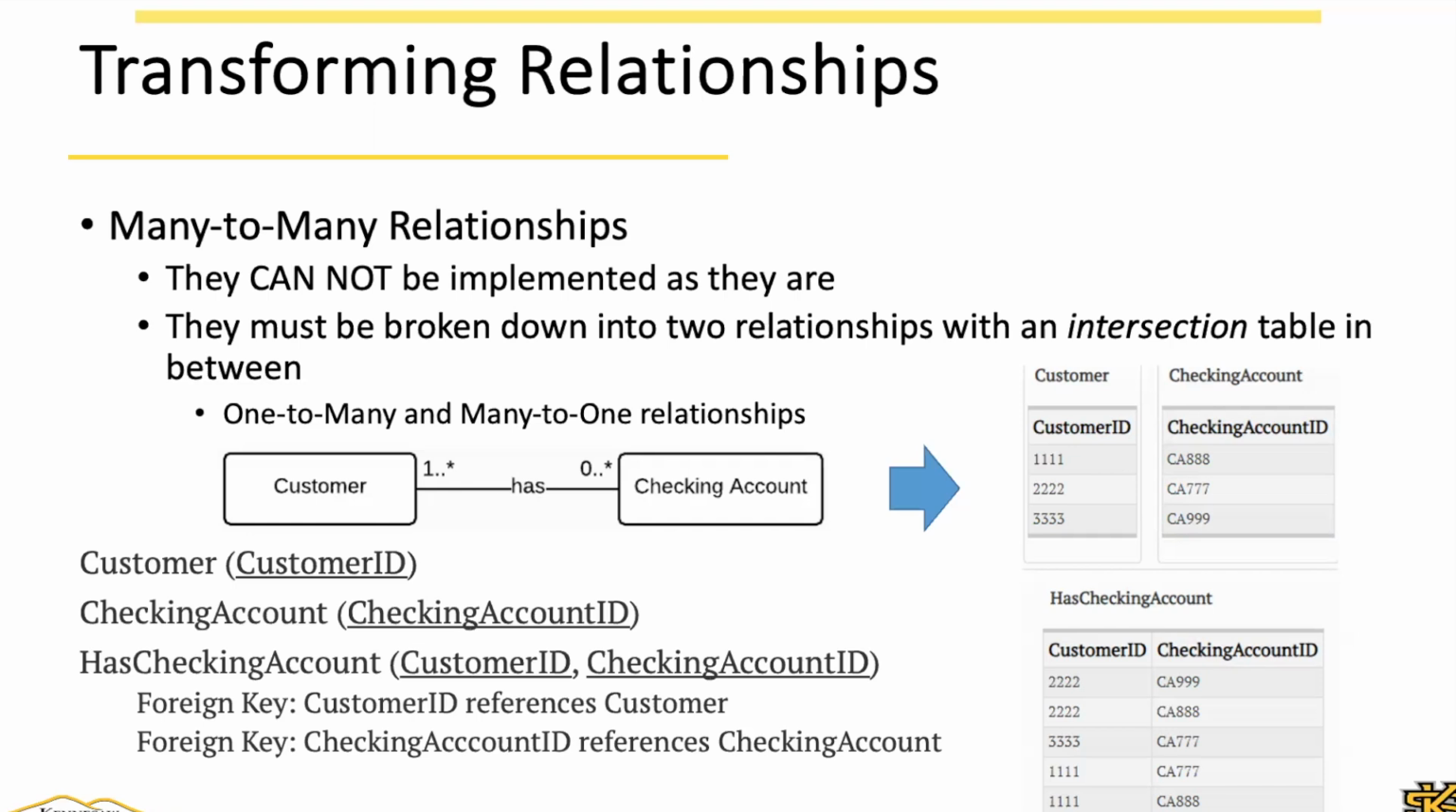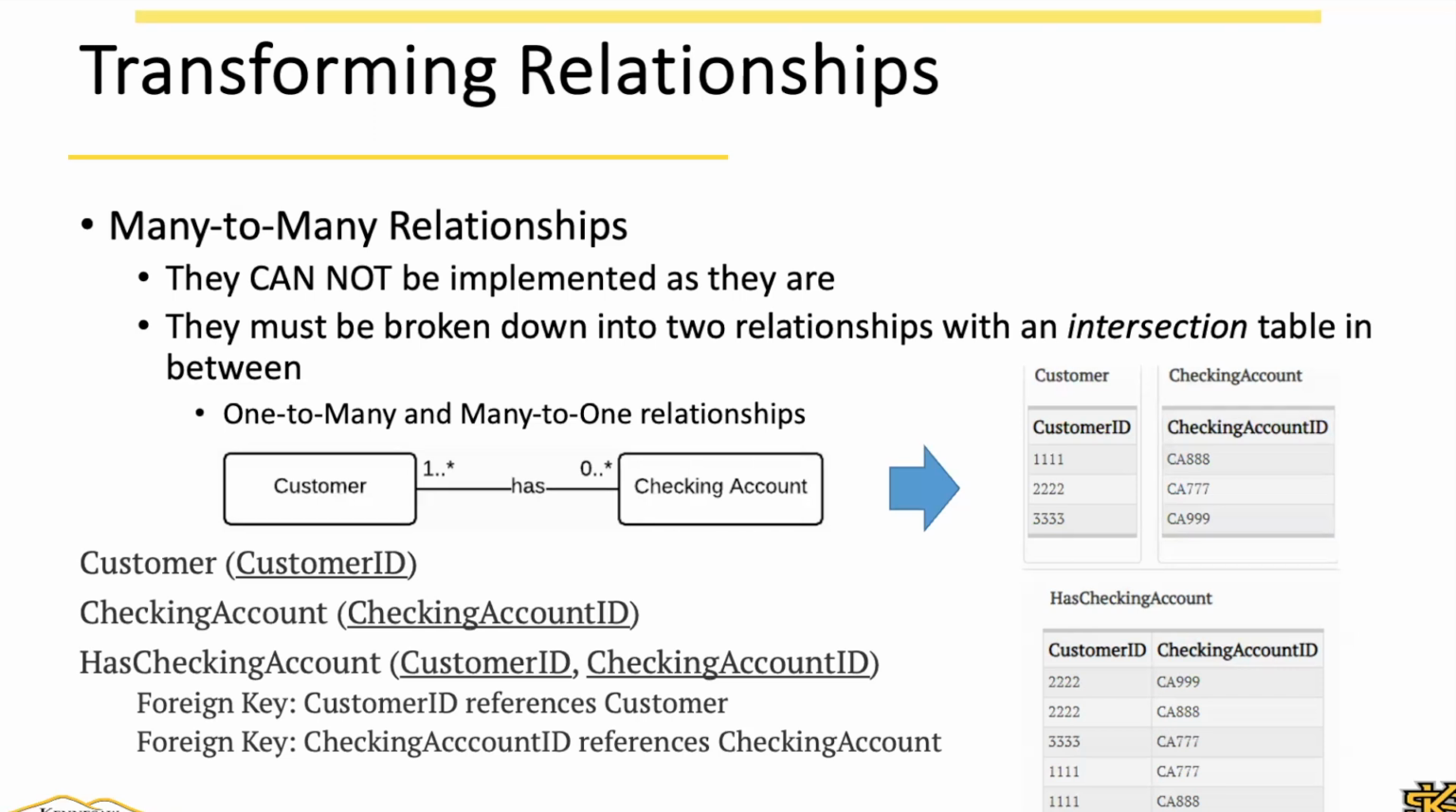The first one, the customer table. So we start with the customer table and give it a customer ID. For the checking account table, we move to the checking account table and assign it a checking account ID. And the third one, which is the intersection table or association class, we can create this table to link the customer and checking account tables. We name it has checking account.